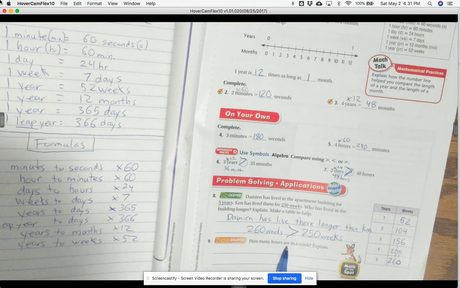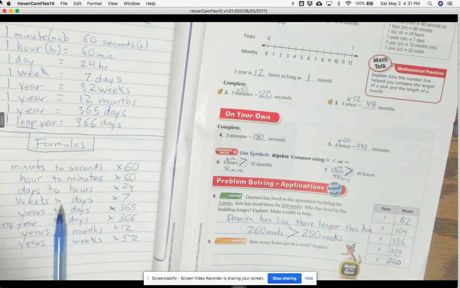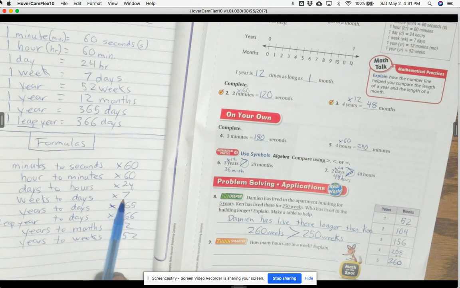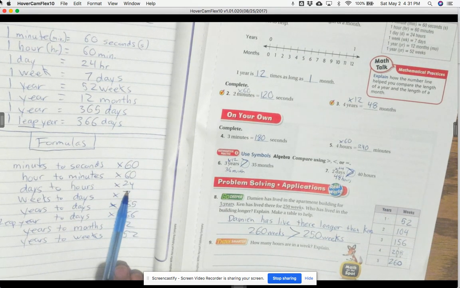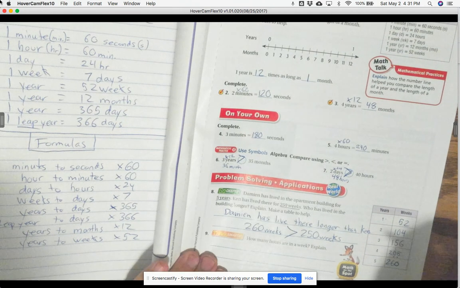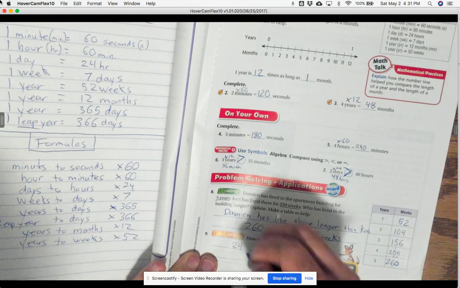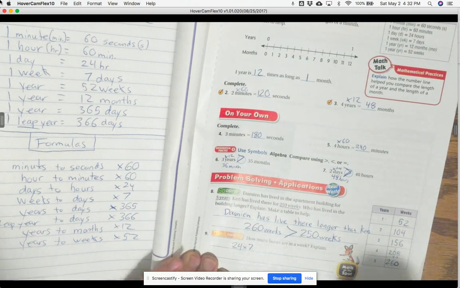How many hours are in a week? Yeah, that's easy. Do we have it here? No, but we can use what we have here to figure that out. We have 7 days in a week. 7 days in 1 week. And then we have 24 hours in 1 day. So that would be 24 hours times 7 days makes up a week.